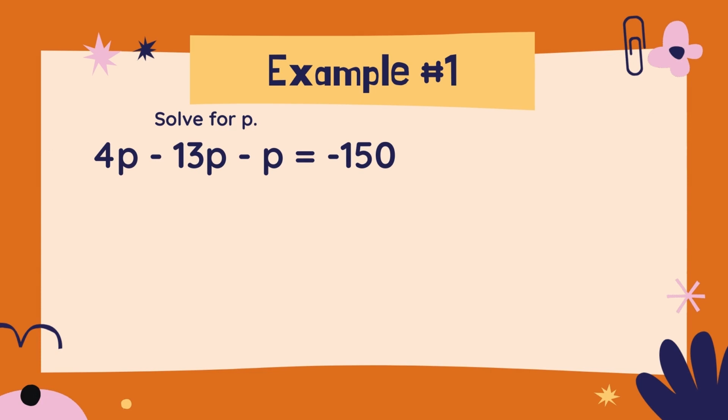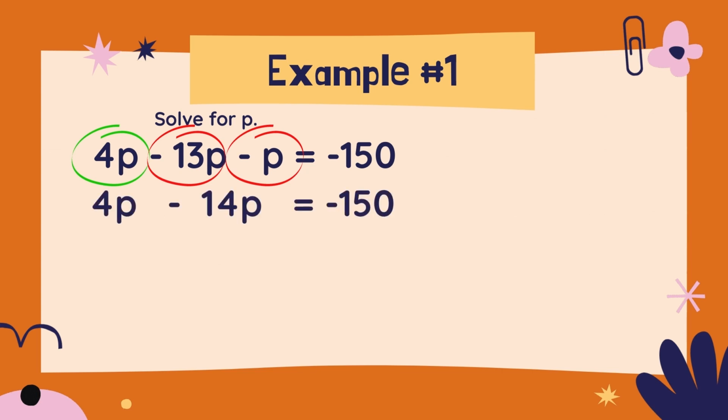Example number 1, 4p minus 13p minus p equals negative 150. We need to find like terms on the left side of the equation to simplify it. The 4p is positive while the 13p and the 1p are both negative. So let's combine the negatives first. Negative 13p and negative 1p is going to be negative 14p. Now we'll combine 4p and negative 14p for negative 10p.